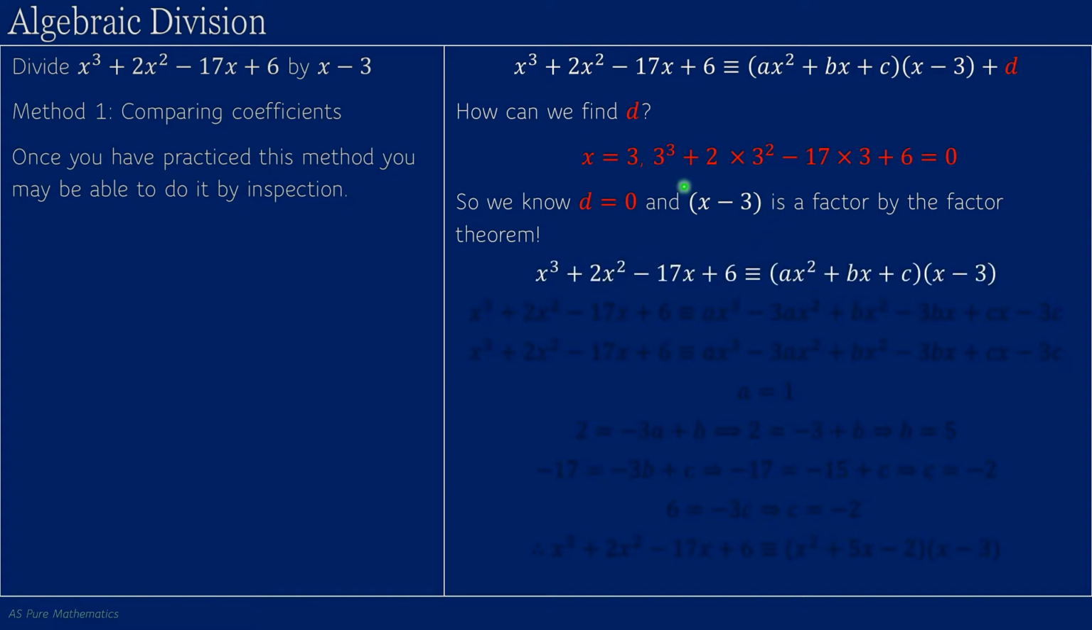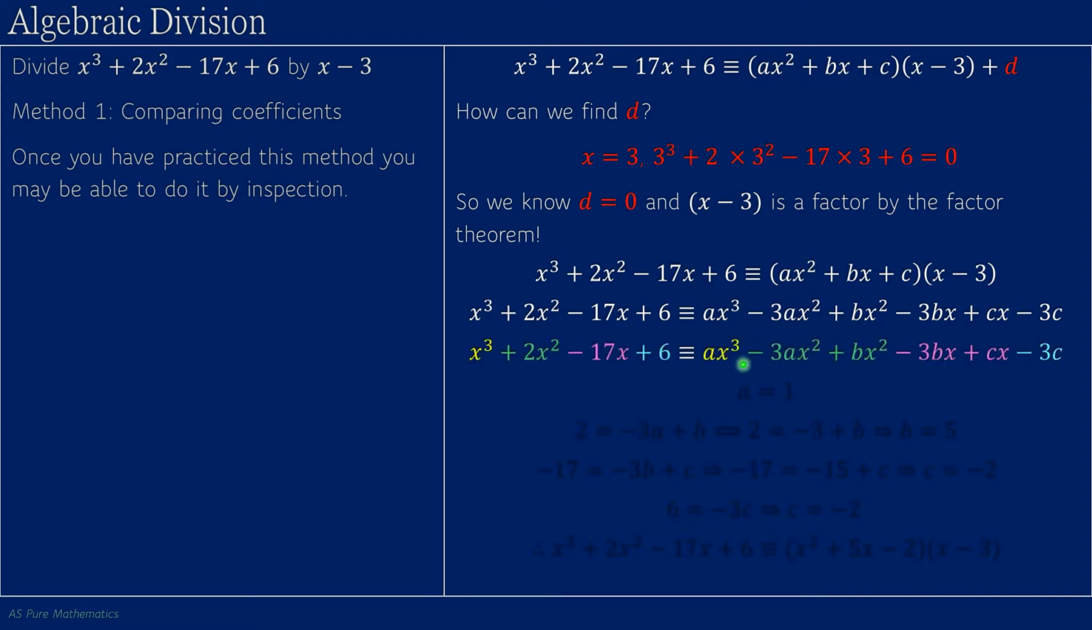So what I'm going to do is take this and expand it. So maybe pause the video and just have a go at expanding this bracket out here on the right hand side. Once it's expanded, it looks like this. So that's just doing ax squared times x, ax squared times minus 3, and I get this expression here.